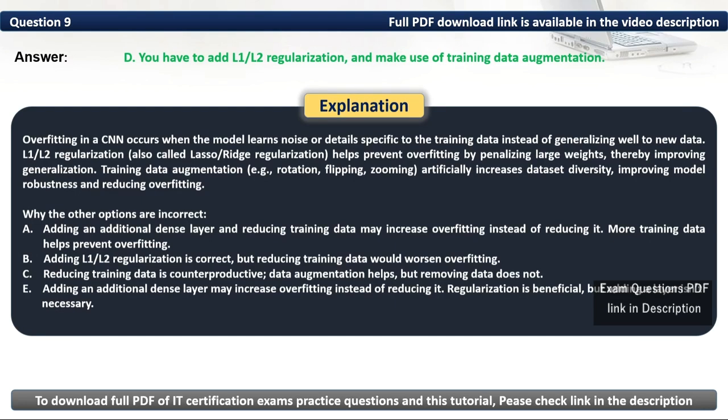Overfitting in a CNN occurs when the model learns noise or details specific to the training data instead of generalizing well to new data. L1/L2 regularization helps prevent overfitting by penalizing large weights, thereby improving generalization. Training data augmentation artificially increases dataset diversity, improving model robustness and reducing overfitting.